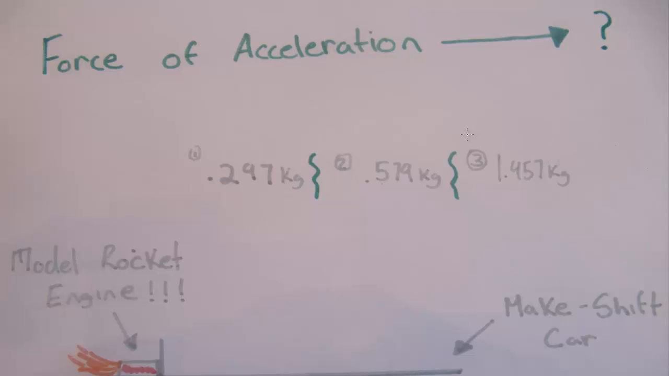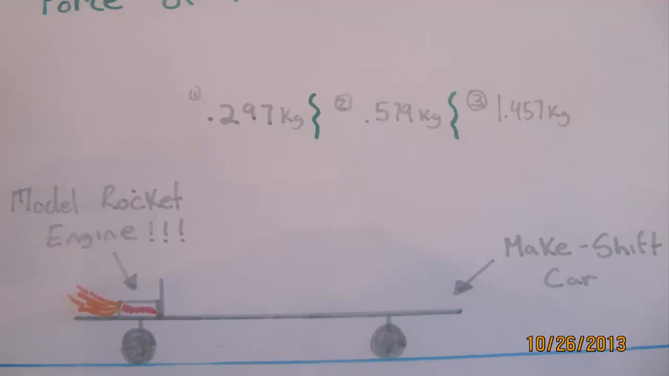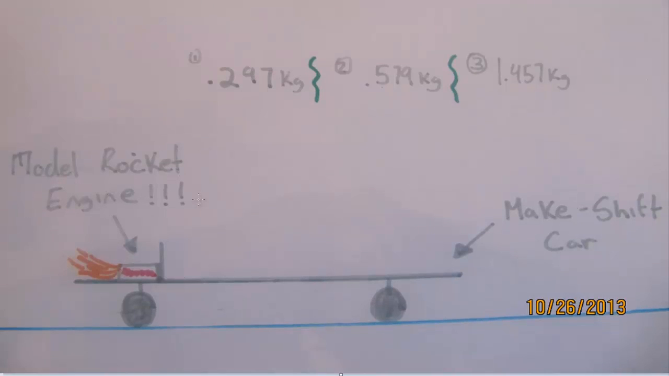So what we did to create these cars is we strapped a model rocket engine, this thing right here, to a makeshift car which we made by ourselves. One at a time we took each car and we fired it to see how fast it would go in terms of acceleration.